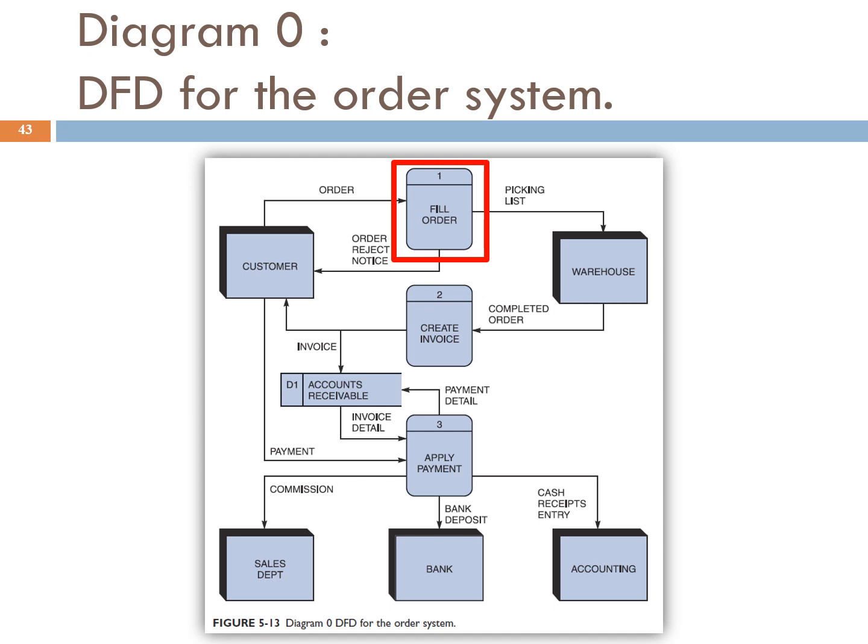Let's say we want to create a lower level DFD from process 1, which is fill order. If we look carefully, fill order has two data flows going out, picking list and order reject notice. It has one data flow going in, which is order, and it has connections to the warehouse and the customer.